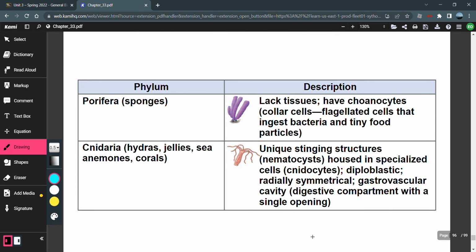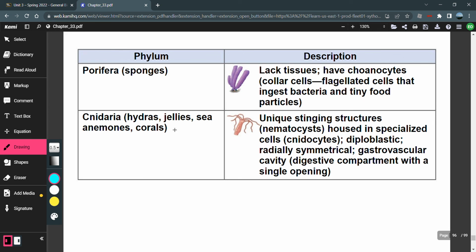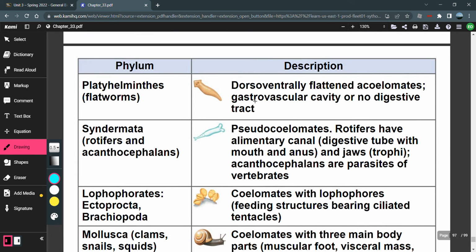So feel free to pause the video right now. So peripheral tissues have choanocytes, collar cells, flagellate cells that ingest bacteria and tiny food particles. In the area, we discussed this, platyhelminths.